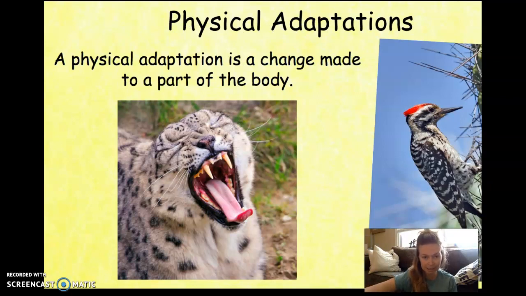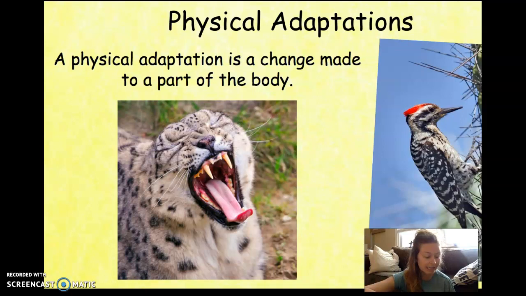Physical adaptations. A physical adaptation is a change made to a part of the body. So think about it. Physical, the body is changing, okay? So in open spaces, grasses can blend in with strong winds. So grassland animals have coverings to blend in with the grass. These animals may be able to run fast or have shovel-like paws for burrowing.